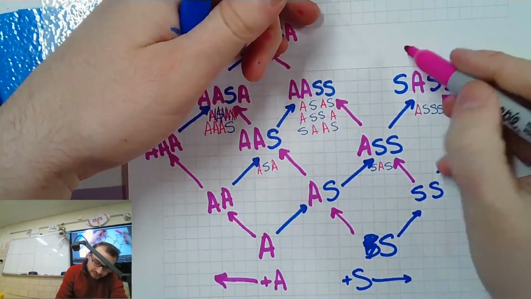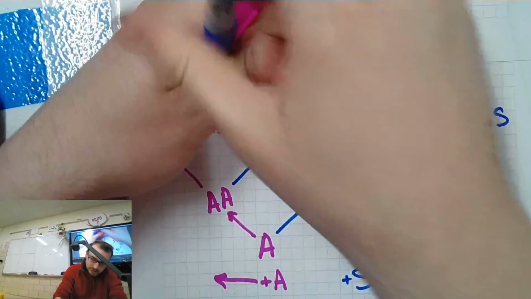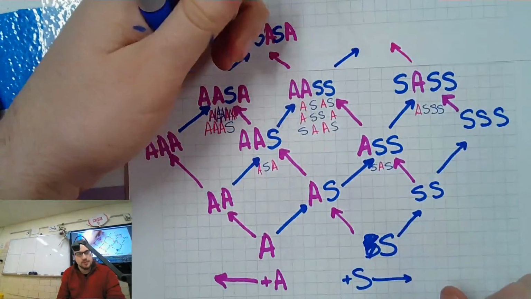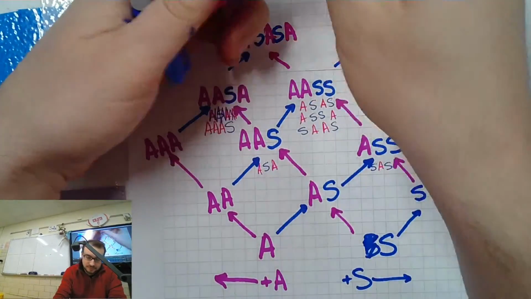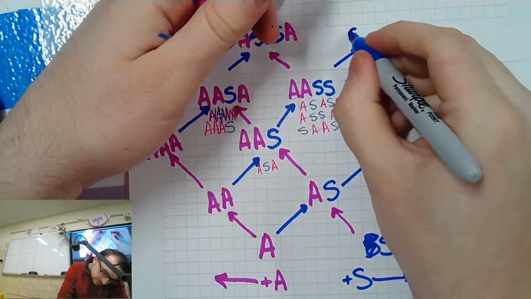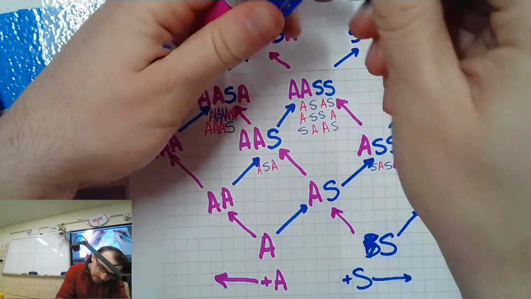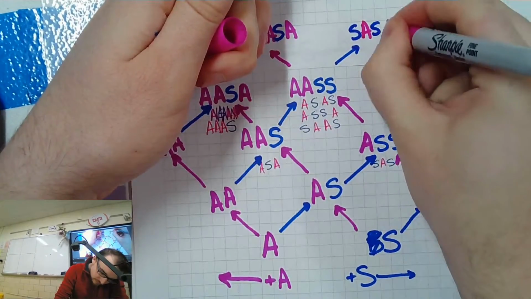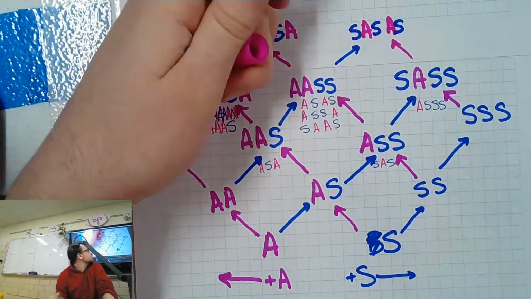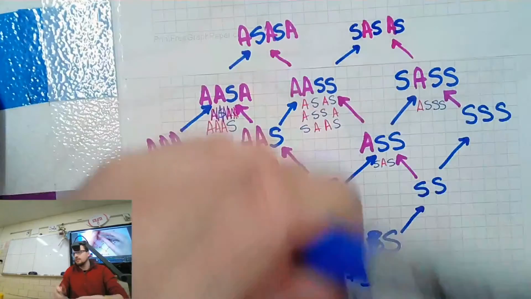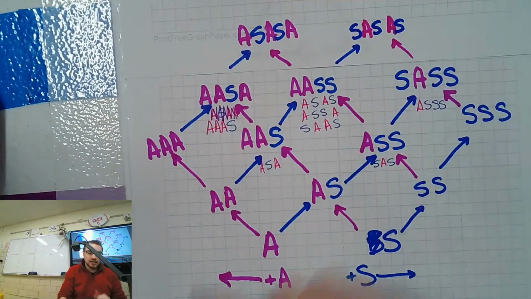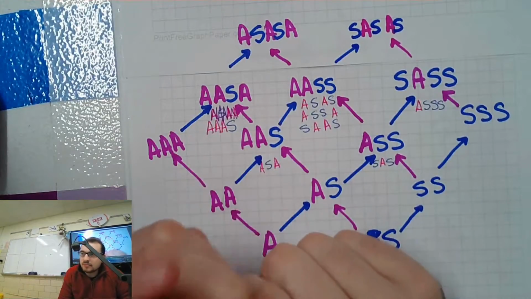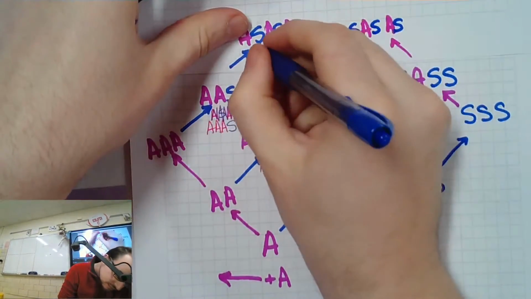What about here? What's going to go here? 2 A's and 3 S's, right? I'm going to write it like this. Danny, give me another way to write ASASA. SASAA.